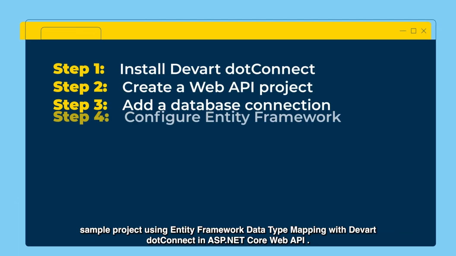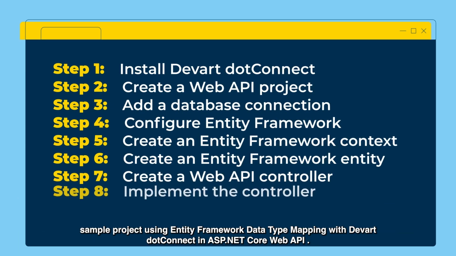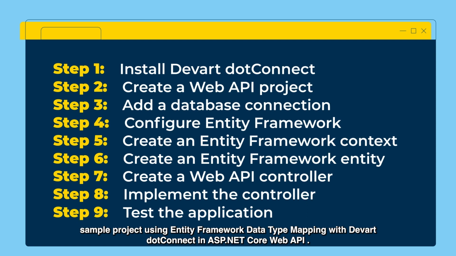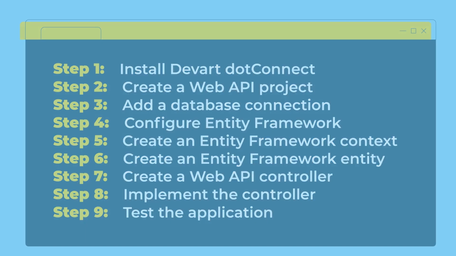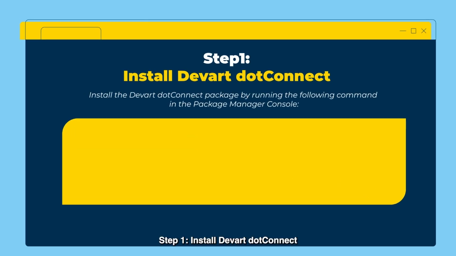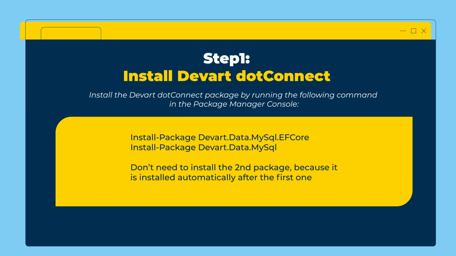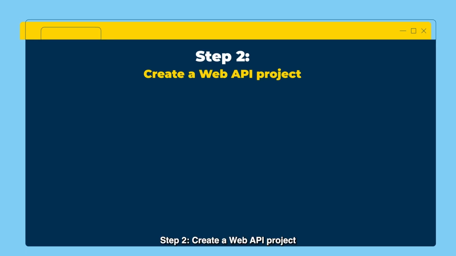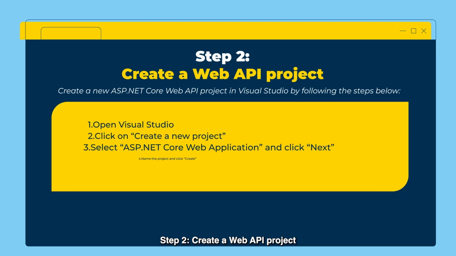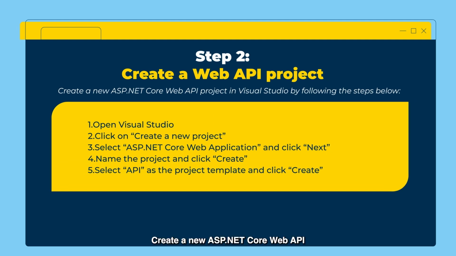Sample project using Entity Framework data type mapping with Devart dotConnect in ASP.NET Core Web API. Step 1. Install Devart dotConnect. Install the Devart dotConnect package by running the following command in the Package Manager console. Step 2. Create a Web API project. Create a new ASP.NET Core Web API project in Visual Studio by following the steps below.